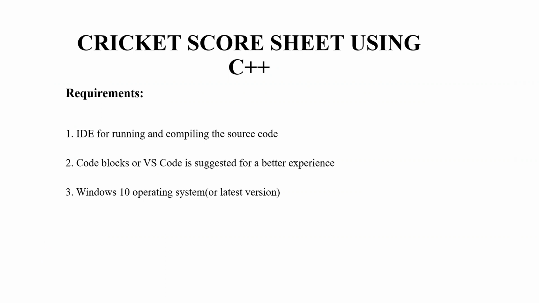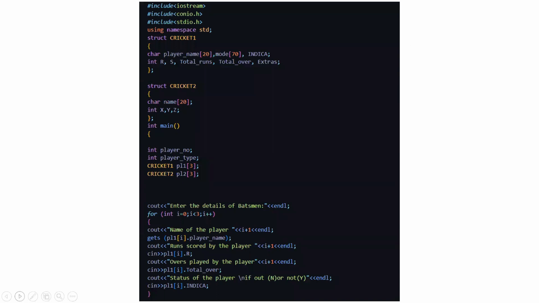You will be requiring an IDE, or integrated development environment, for running and compiling the source code. A text editor will be required. You may use any text editor as per your choice, but the recommended ones are Code::Blocks or VS Code. Thirdly, an operating system will be required. You may use any operating system, but the recommended ones are Windows 10 or any other latest version. Without much delay, we'll be moving towards the coding part.